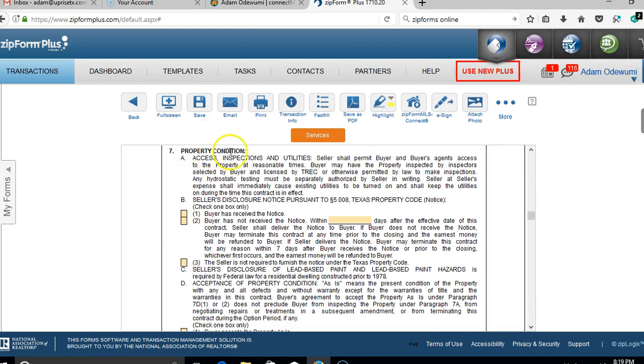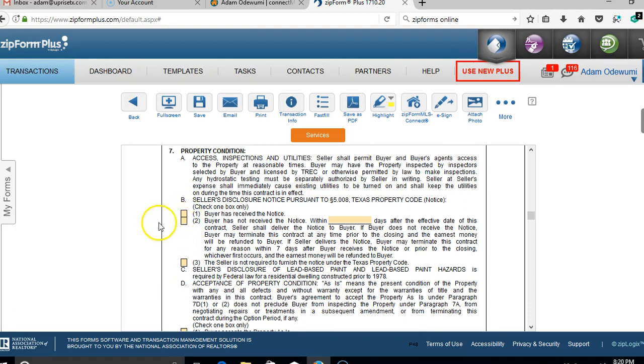So 7, property condition. This basically just says that the seller has to allow the buyer to do inspections on the property. B states seller disclosure. On regular deals, sellers have to provide a form or document called a seller disclosure, where they give the buyer additional information about what they know about the property and its history.